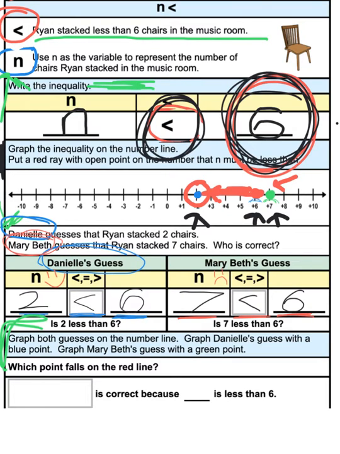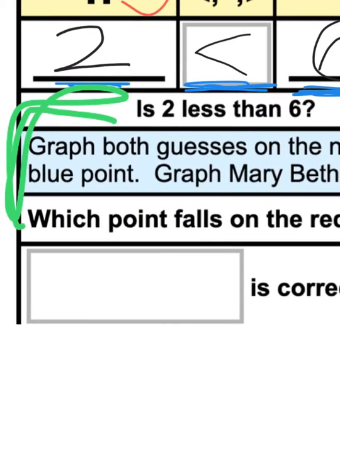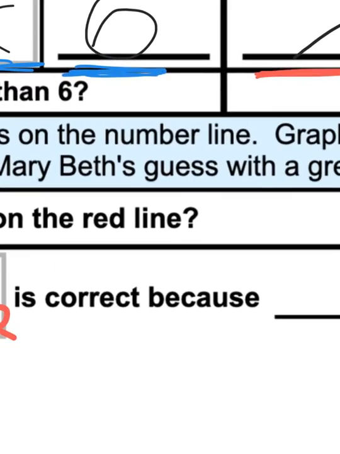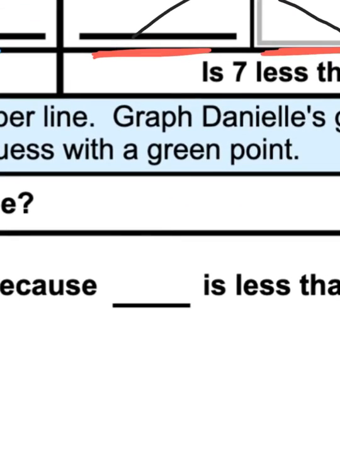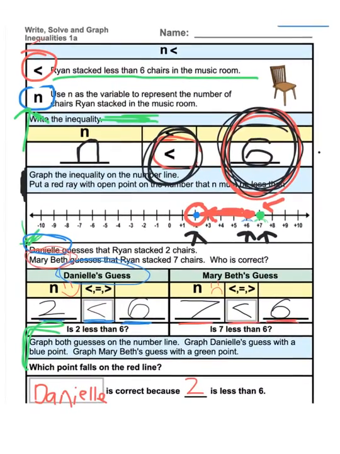So, let me make my point smaller so I can write. So Danielle is correct because what was her number? 2 is less than 6. So I know that this looks kind of crazy. I tried to have you guys know where I was at all times here, but that is how you would solve that kind of problem.